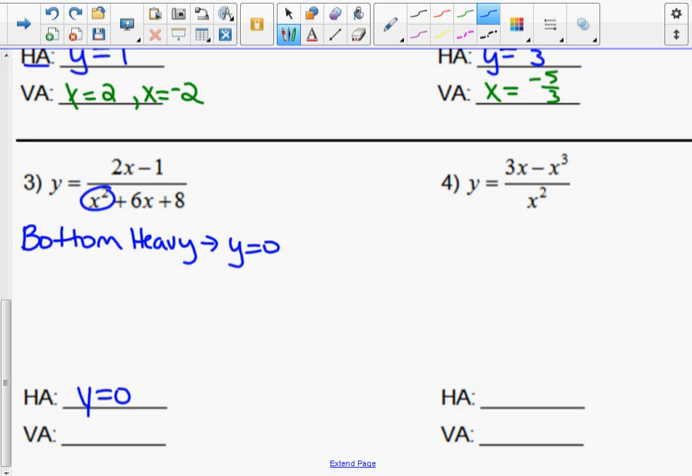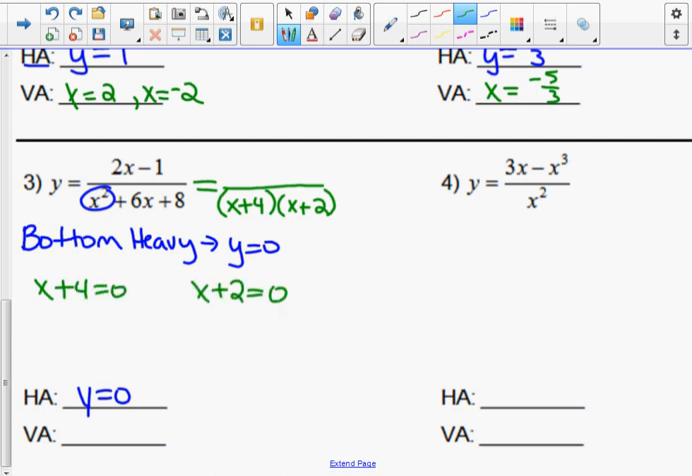Take a moment right now, because we're going to have to figure out what the vertical asymptote is. Take a moment, pause this if you need to factor the denominator. Hopefully you're just now unpausing it and you're figuring out that when you factor the denominator, you're going to have x plus 4 and x plus 2. So I'm going to quickly set those equal to 0 to find the vertical asymptotes.